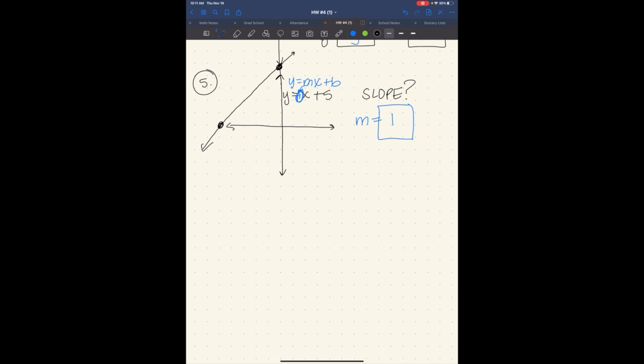Number 6 is asking me for the y-intercept of a line. So here we go. By the way, some of these exact questions are going to end up being on your quiz, or they will at least be similar. All right, and it says, what is the y-intercept? Well, that's right here. That is 2.